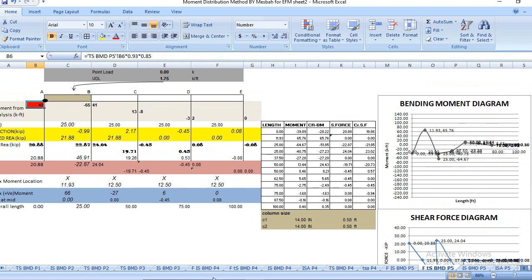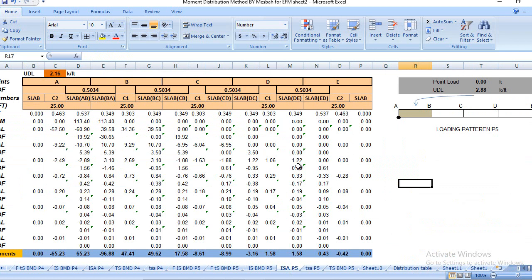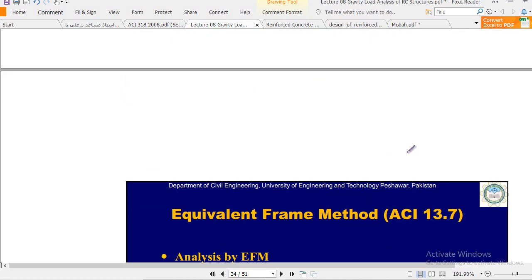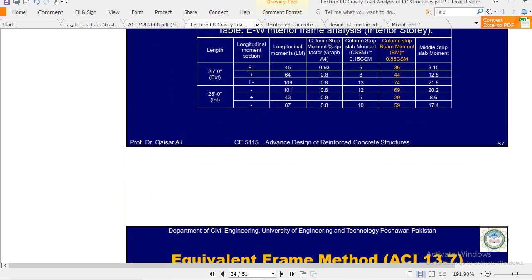So this is the final, you can say, loading moments, okay? We have just analyzed the structure for different types of pattern loading. We will cover the net, you can say the whole summary of these 8 lectures, and we will summarize the whole equivalent frame method, okay?